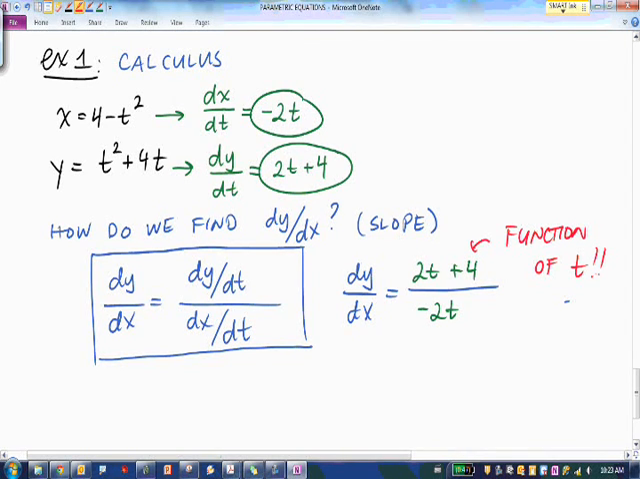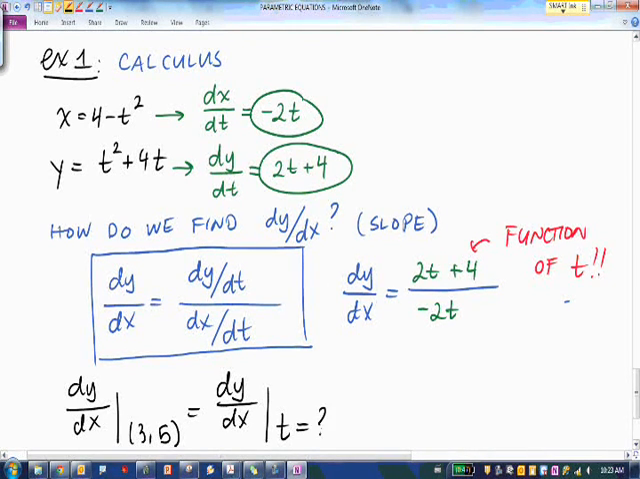Usually, when we find dy/dx, we get y as a function of x. So what that means is, if I want to know the slope, or dy/dx, at a specific location on the graph, let's say at (3, 5), I would actually need to figure out what time that occurs at. So how do I figure out what time that occurs at? Well, I will just set x equal to 3 and y equal to 5.